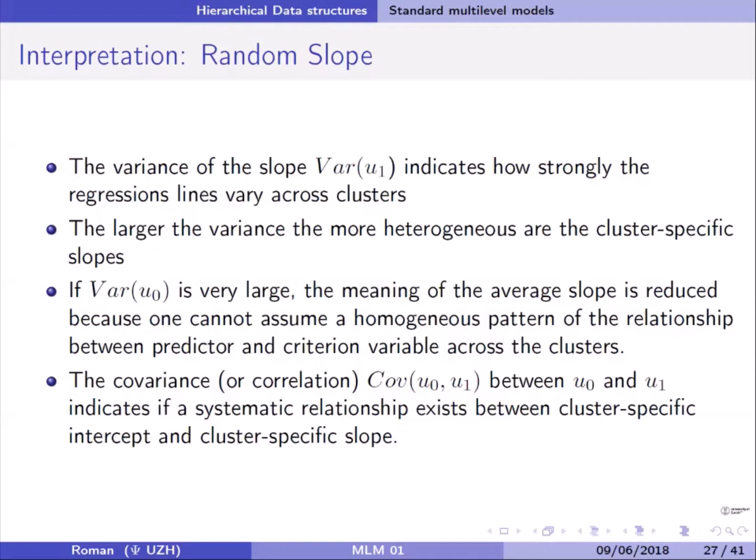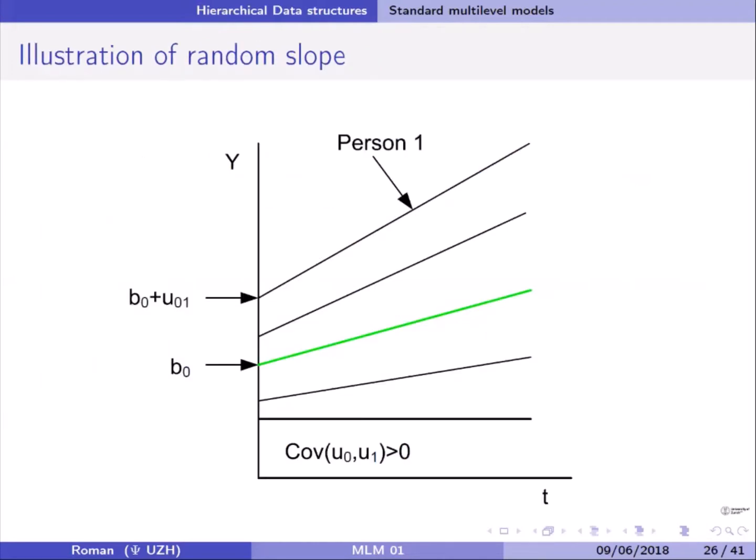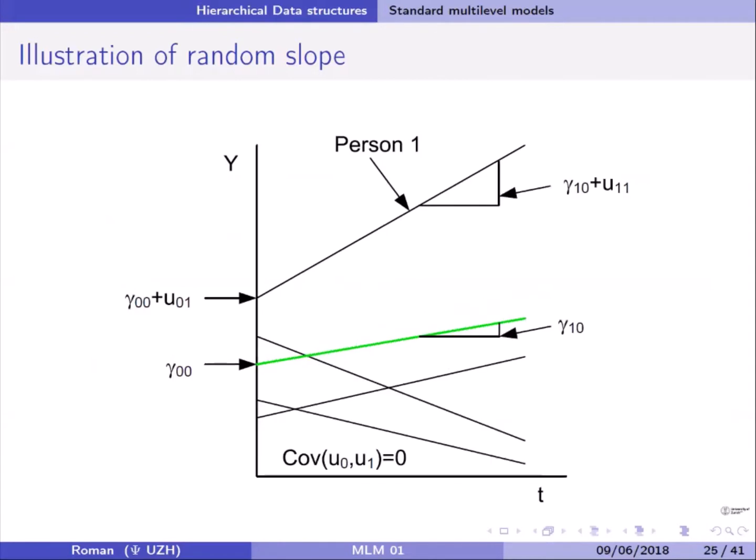The covariance or correlation between the random terms, the random intercept and random slope, indicates if a systematic relationship exists between cluster-specific intercepts and cluster-specific slopes. To talk about this one more time, if we have higher intercepts related to higher slopes, this is telling us that this covariance is positive. If the higher the intercept, the lower the slope, it is telling us it is negative. In this case, we see zero relationship here. There's no systematic relationship between where the intercept lies and the slope.